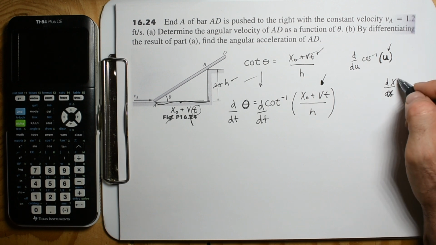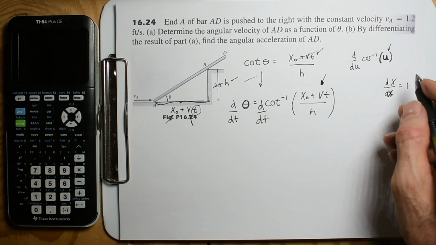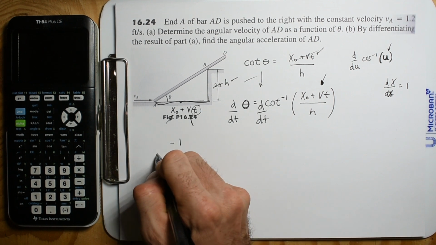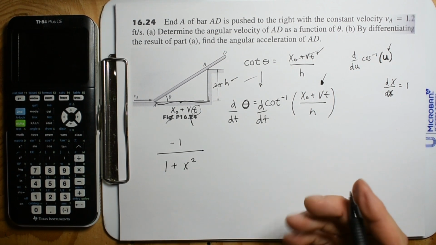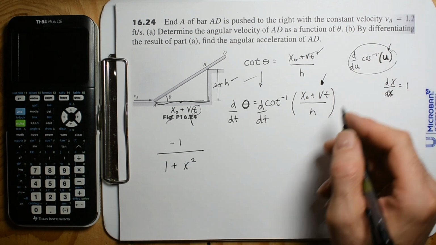dx is 1, so keep that in mind. But yeah, if you look this up in the book, you're going to get negative 1 divided by 1 plus x squared. You can just memorize that. Cool. But this is the differentiation of this part.